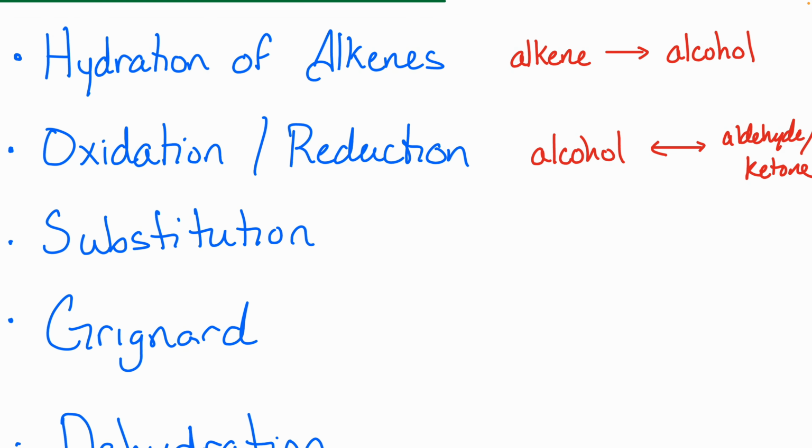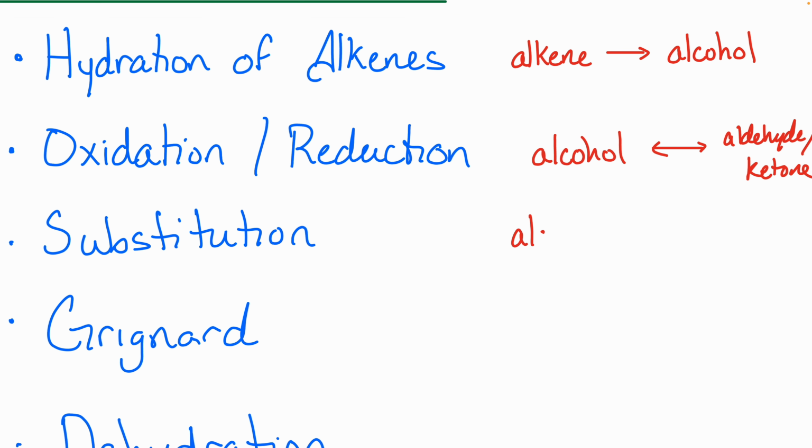All right, substitution is our way of taking that alcohol, turning that hydroxyl group into a better leaving group, and then substituting it for some nucleophile. So we can make a bunch of different stuff with that particular reaction, just depending on what nucleophile we use. All right, Grignard was when we take our aldehyde or ketone and make it into a bigger alcohol.